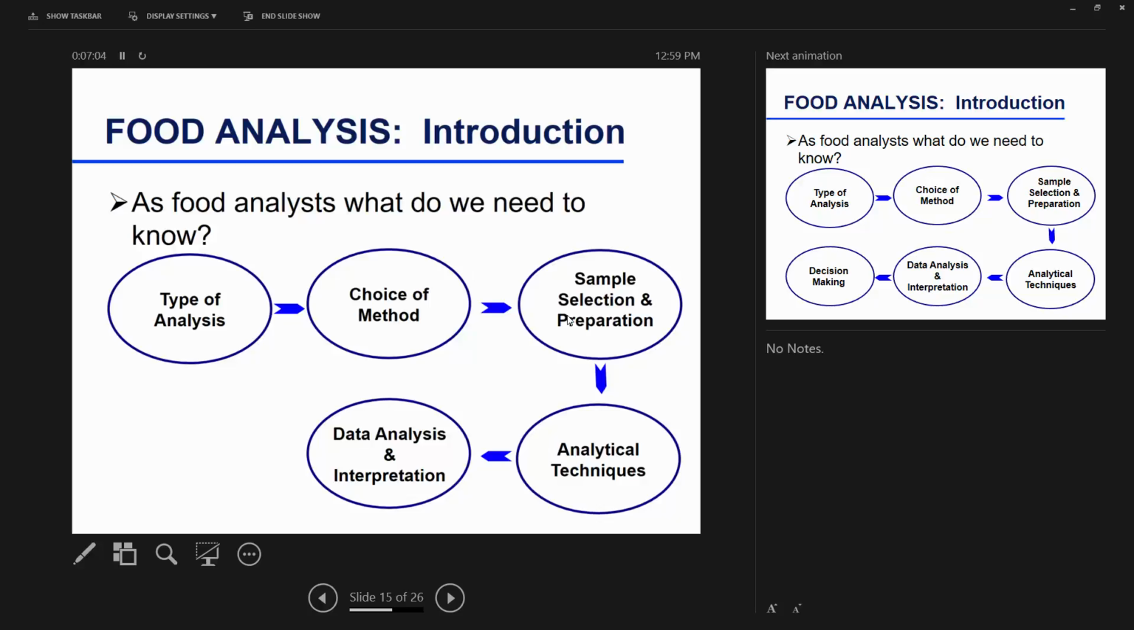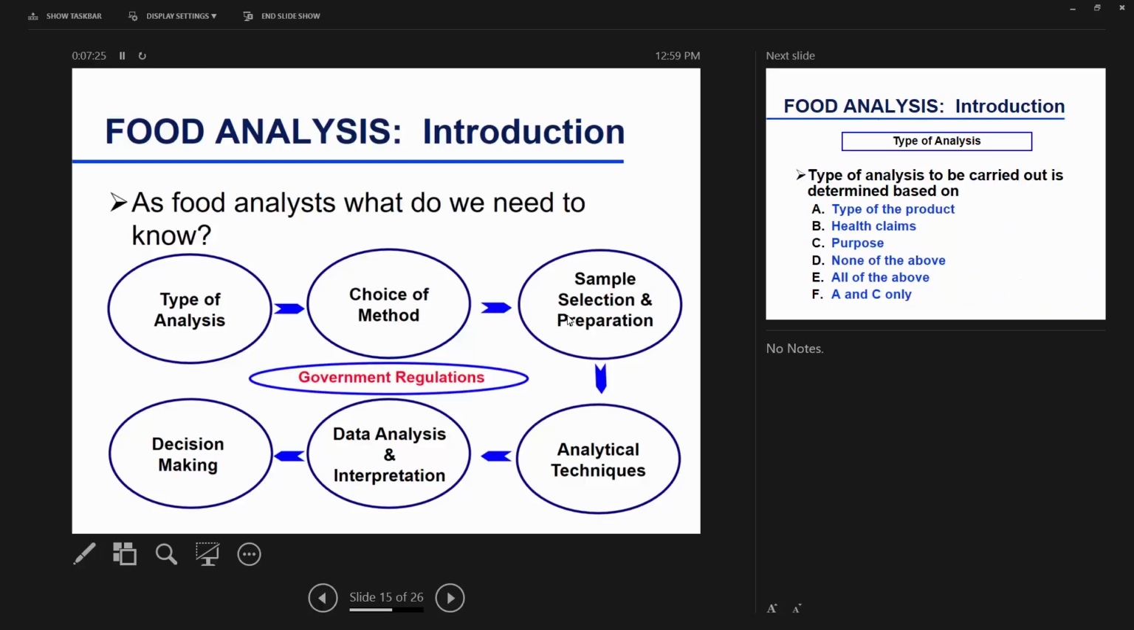You analyze your data, you interpret your data, now you make a decision. Move forward with the production, everything is A-OK, or you figured out a way to compete, or whatever your decision is based on the data that you get. So you make a decision, or you make a recommendation to the people that would make the decision. While doing all of that, you need to keep government regulations in mind.